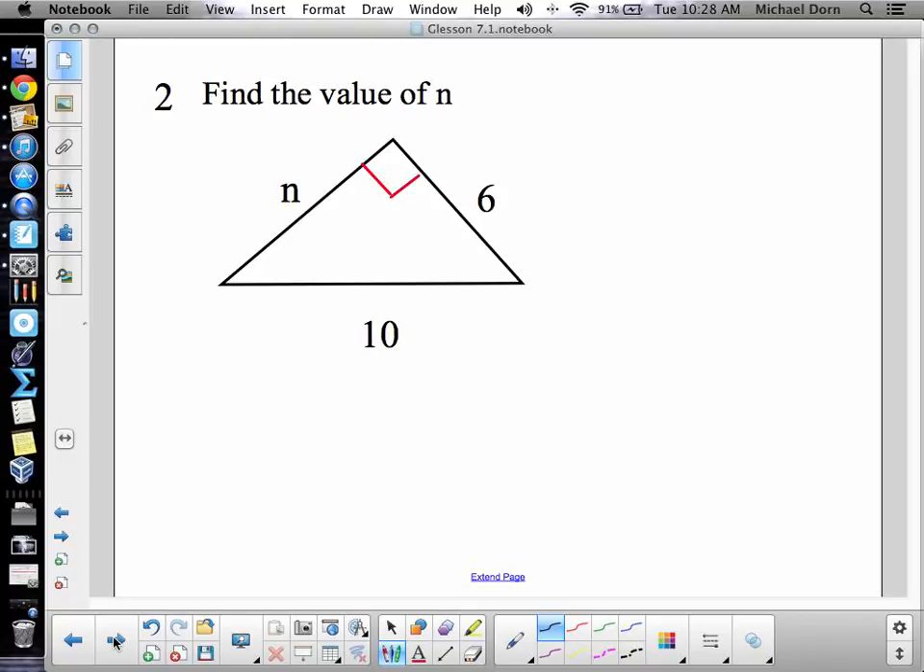Big rule about the Pythagorean theorem: c is not always the unknown part. c is the hypotenuse. When we have a squared plus b squared equals c squared, a and b are legs of the right triangle. c must be the hypotenuse.